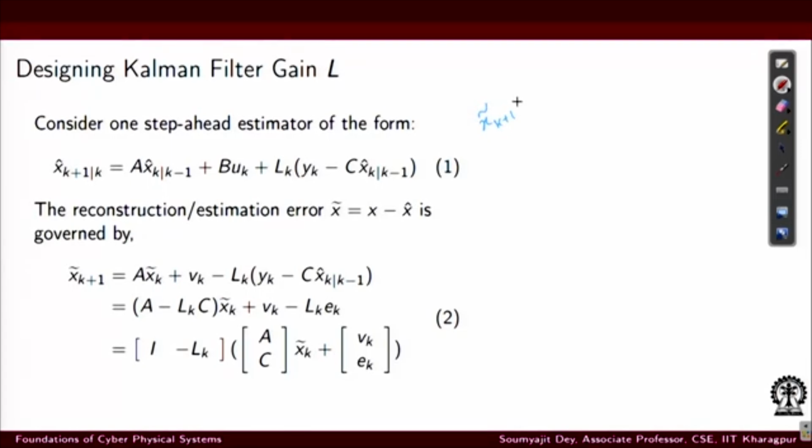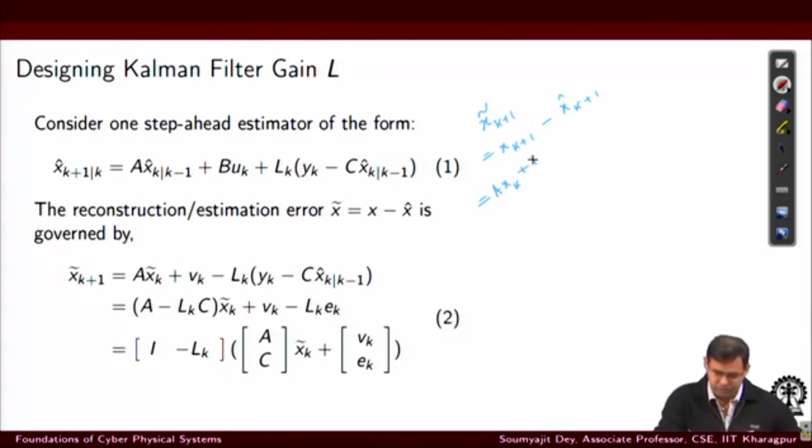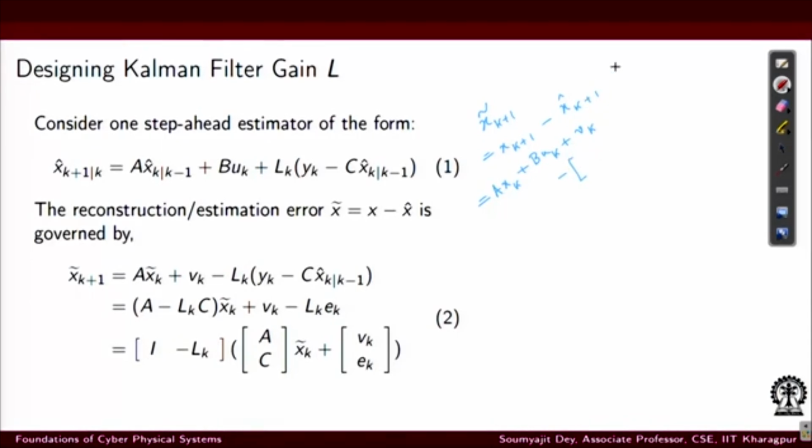So, this is a reconstruction error which is minus the estimate. Now, if we try to do this math here, we will reproduce the original state update equation. Here goes the process noise. Now, we will replace this estimate by the update equation of the estimator.